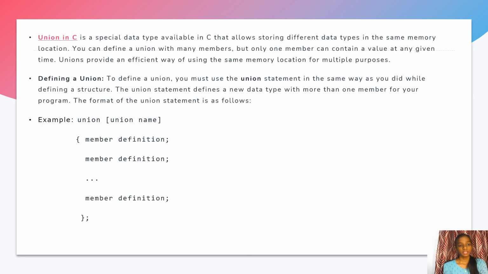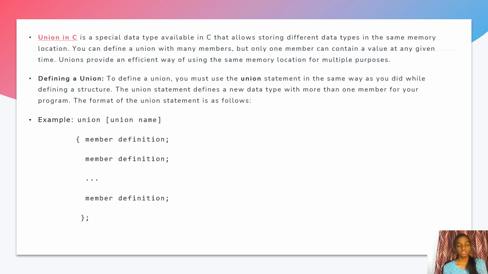So next, we'll see what is a union. A union is a special type of data type that allows for storing different data types in the same memory location. You can define a union with many members, but only one member can contain a value at any time. So how do you define a union?